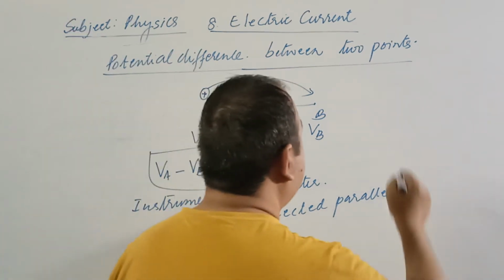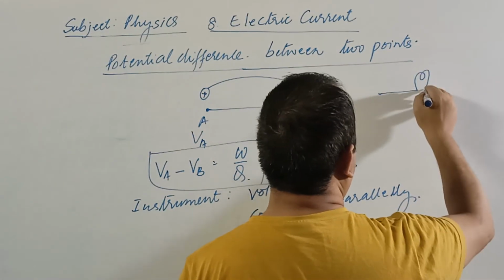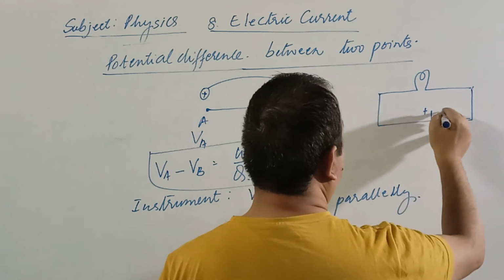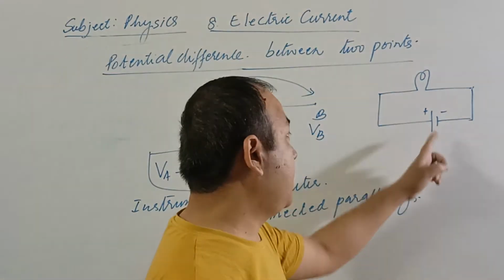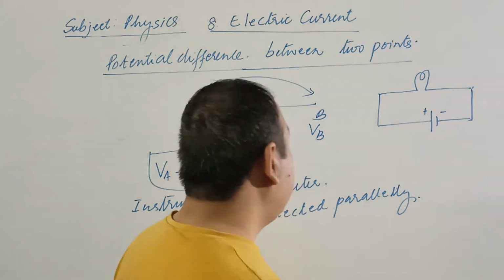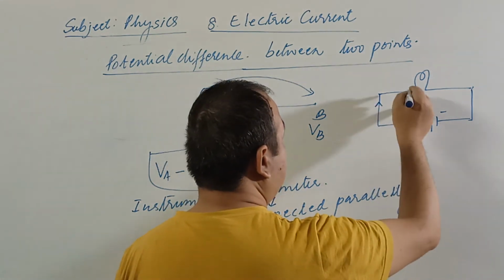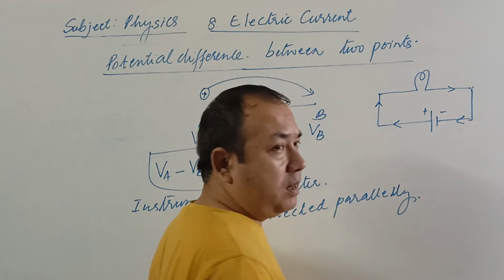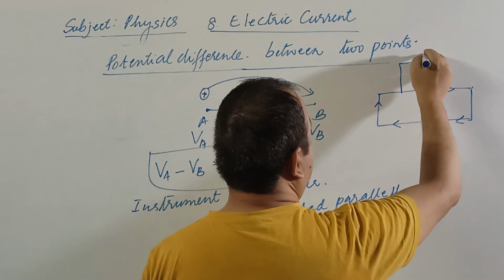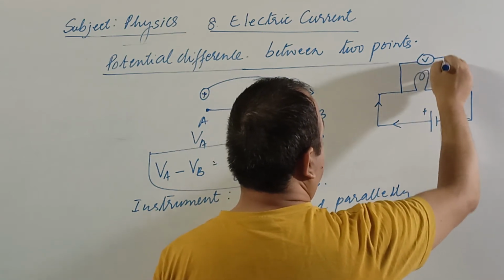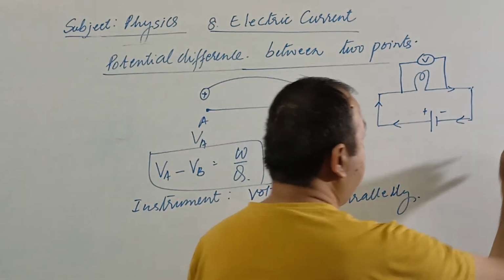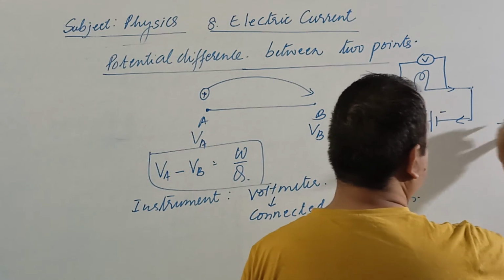Suppose this is a bulb and it is connected to a cell. This is the positive terminal, represented by the long line, and the shorter line represents the negative terminal. This is the symbol of a cell. Here, electric current flows from positive terminal to negative terminal. The voltmeter is denoted by V, this way. This is the symbol for voltmeter. For ammeter, it is a round A. You might have learned all this in class 9 also.